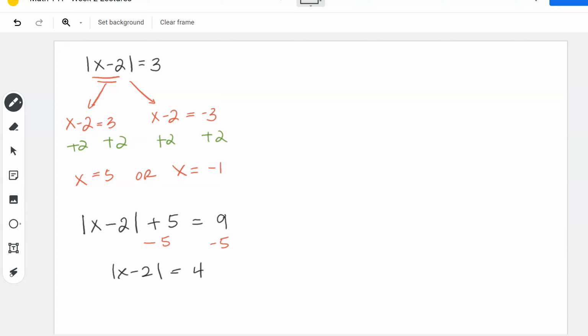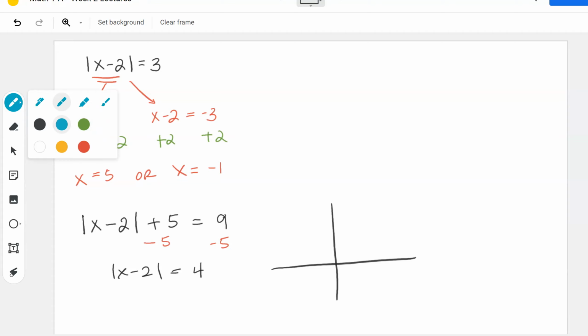And then you could solve this problem just like the last one. You can also, of course, think about what this looks like graphically, right? What's happening with my absolute value function behind the scenes here? Whenever you're solving an equation, you're looking at setting two functions equal to each other. You're finding those intercepts.